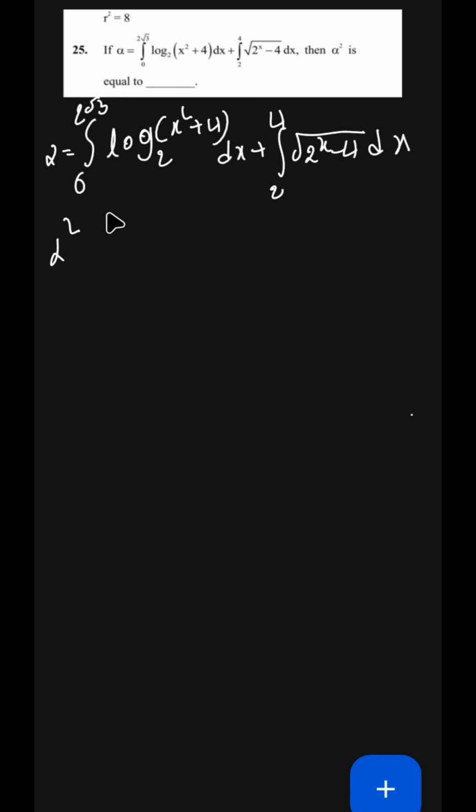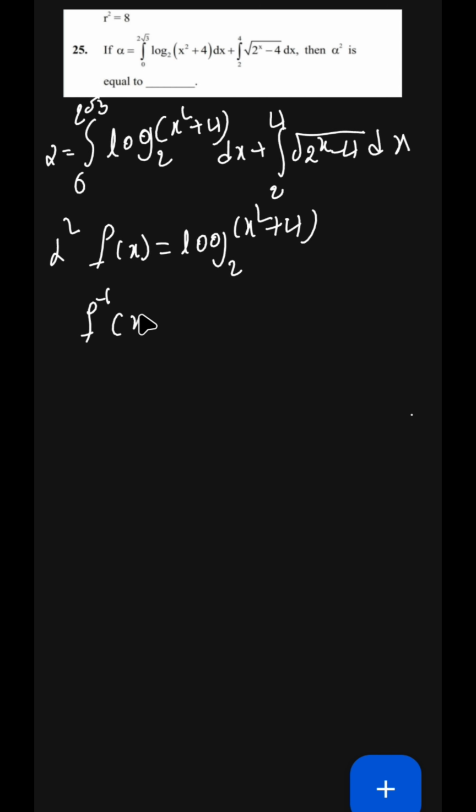Look, here f of x is equal to logarithm base 2 of (x square plus 4). So f inverse of x: let y equal f of x, send to this side 2 power x, and plus 4 minus 4, and the square root is sent. So f inverse of x is equal to the square root of (2 power x minus 4). So this function is the inverse of f of x.